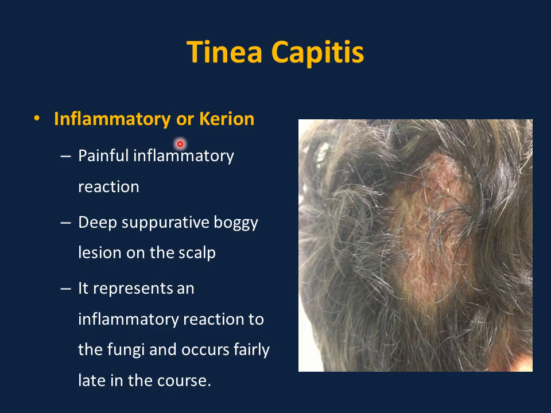Next one, inflammatory or kerion. You will see here an area of complete hair loss with swelling, and in other cases you may even see pus coming out from the scalp, a deep suppurative boggy lesion on the scalp. This is well known as kerion. It represents an inflammatory reaction to the fungi and occurs fairly late in the course of the disease. This is the most severe form of tinea capitis inflammation.